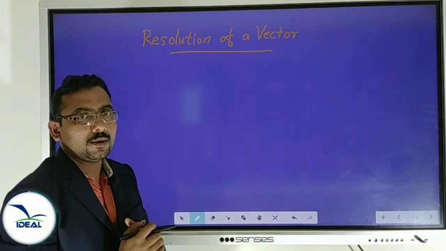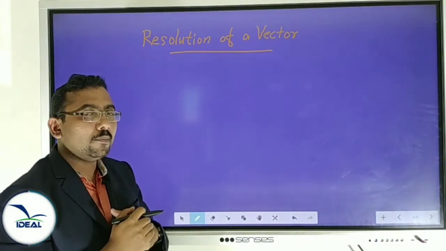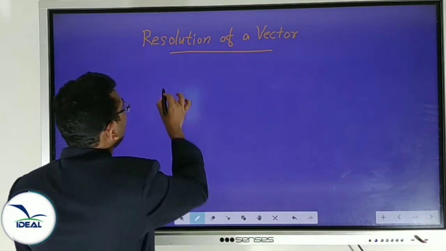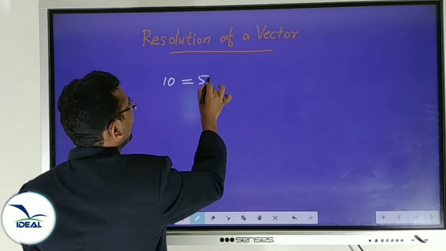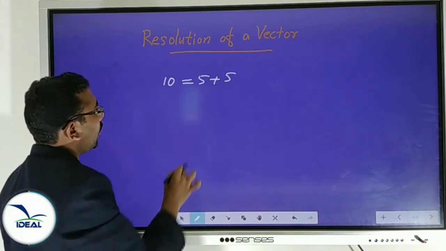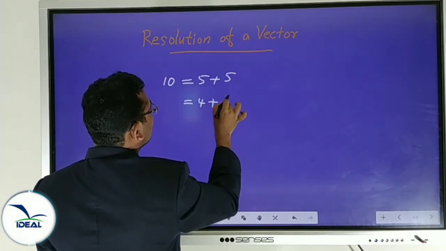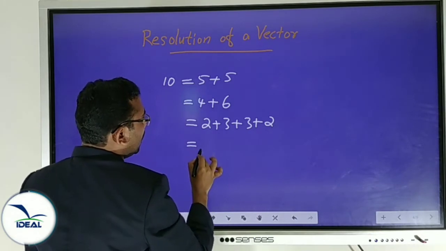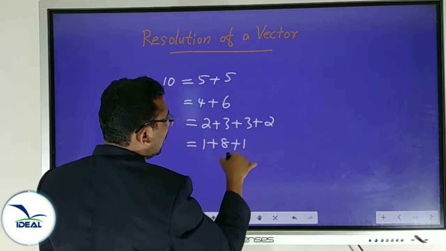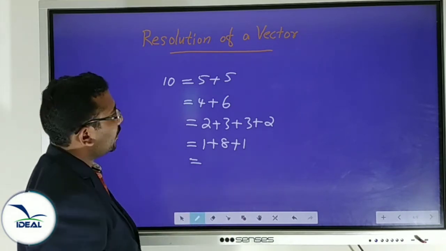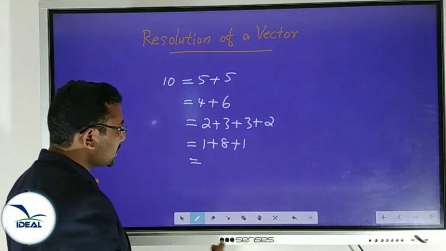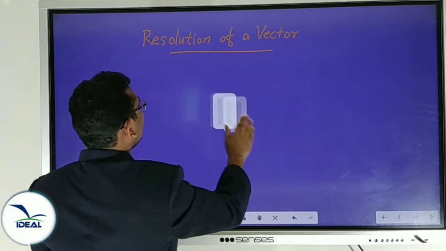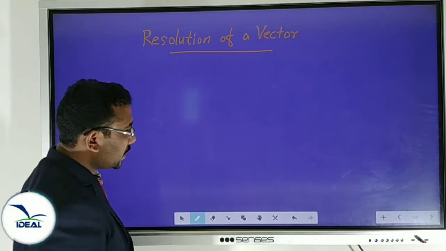Resolution means splitting a vector into its components. Splitting, for example, in numerical value we can split, suppose we have a value 10, we can split into 5 plus 5. Is this the only way to split 10? No, we can split it as 4 plus 6, or 2 plus 3 plus 3 plus 2, or 1 plus 8 plus 1, in a number of ways. Like that we can split a vector in a number of ways. That is called a resolution.